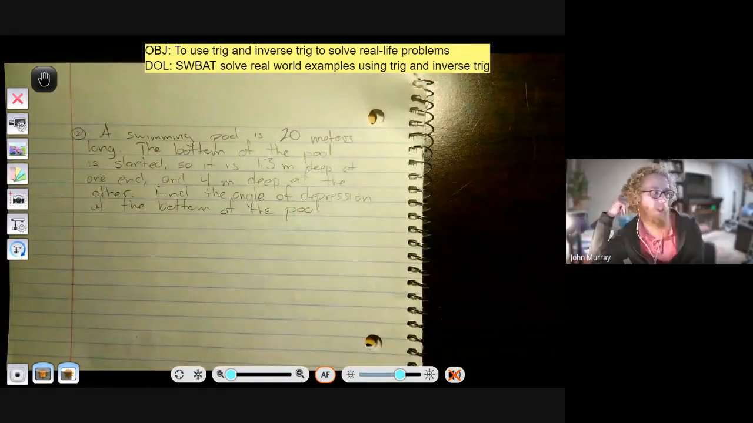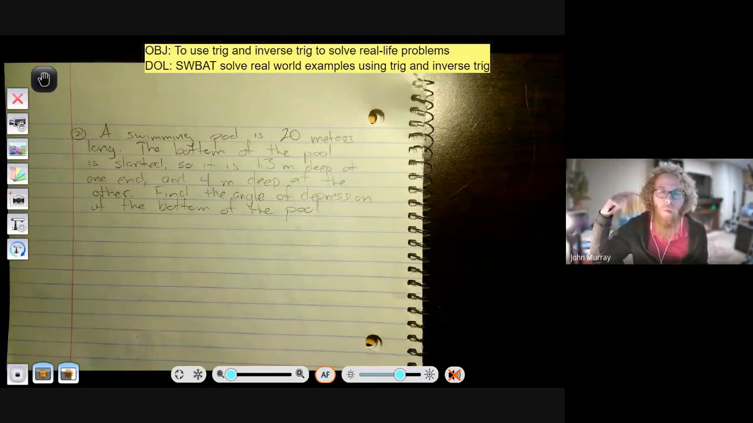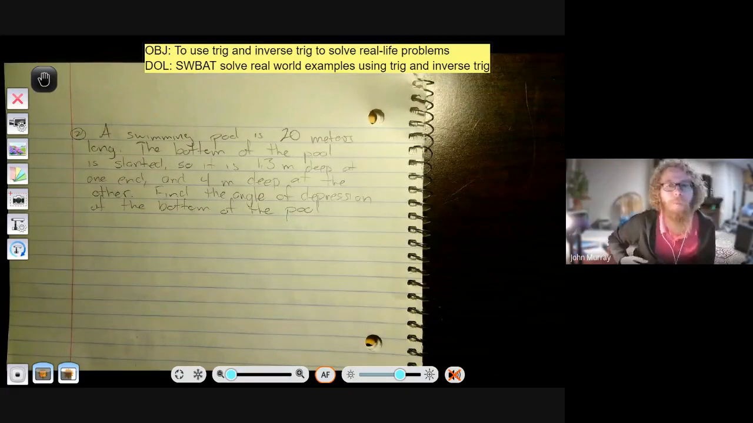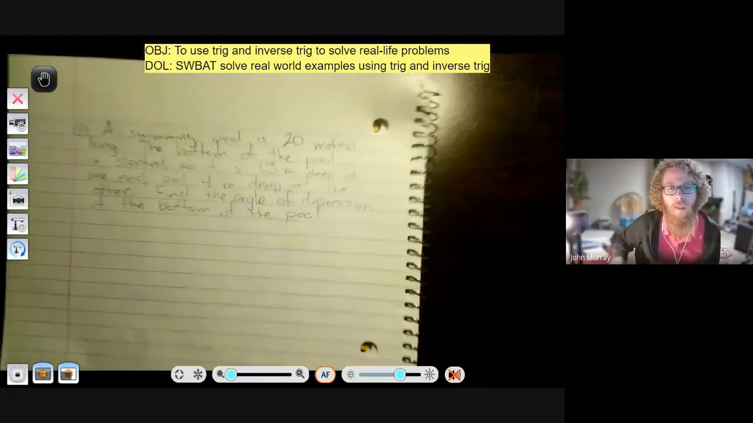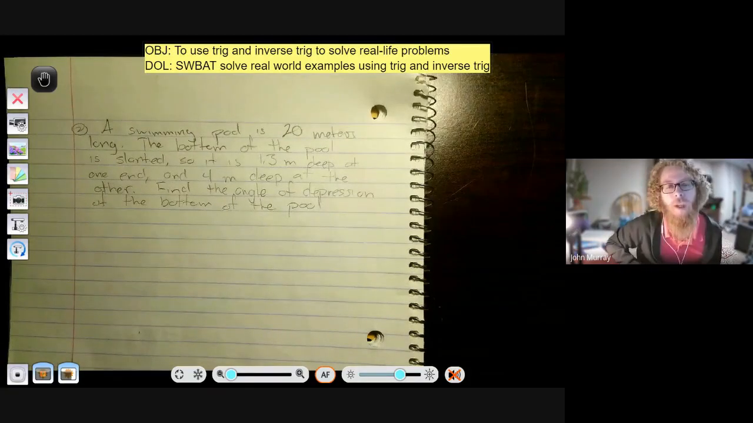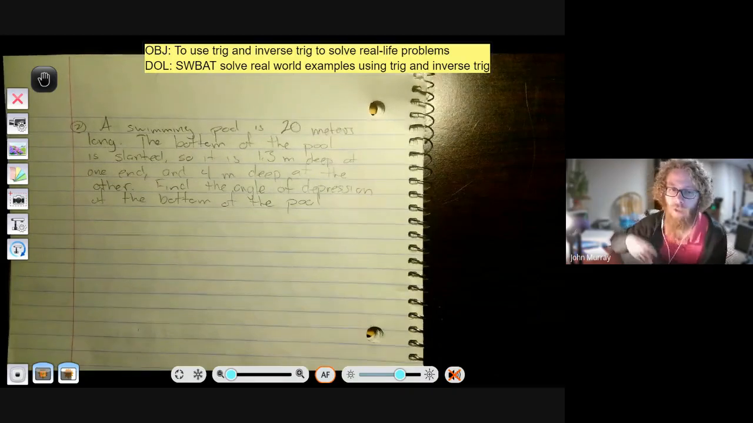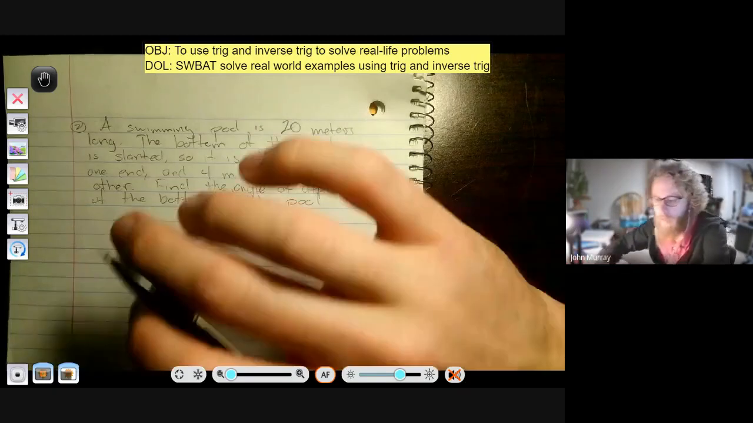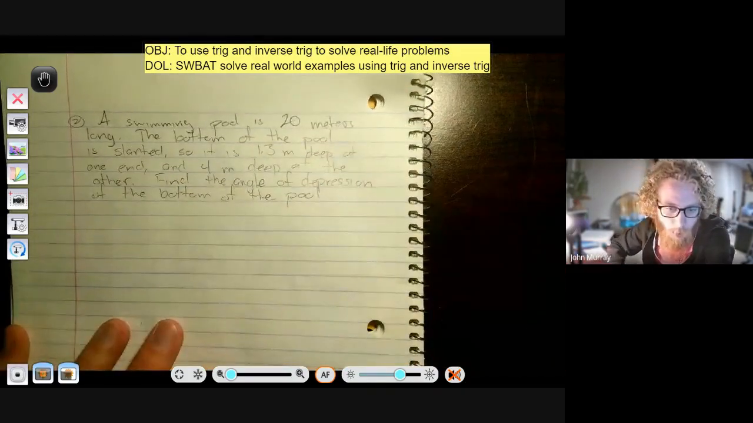All right, so here we are now looking at a swimming pool. A swimming pool is 20 meters long. The bottom of the pool is slanted, right? So it's an in-ground where it gets deeper and deeper. It's 1.3 meters deep at one end and 4 meters deep at the other. Find the angle of depression of the bottom of the pool. All right, so this one I gave to you because, well, let's draw it out first and we'll see what's going on.